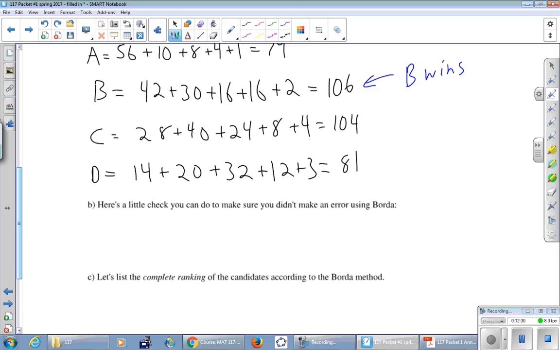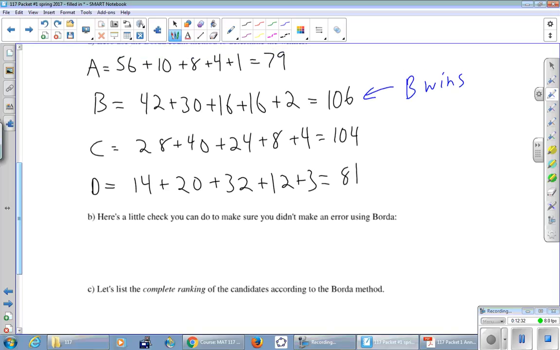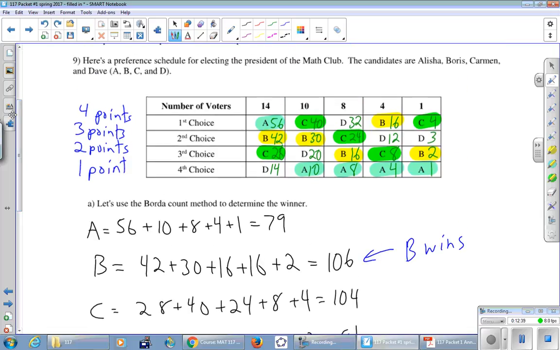Okay, part B here. Here's a little check you can do to make sure you didn't make an error using Borda. Let's take a look at how many people we had voting. Remember, you can calculate that by doing a sum right here. So we're adding up 14 plus 10 plus 8 plus 4 plus 1. So let's see, 24, 32, 36. I think that's 37 people.